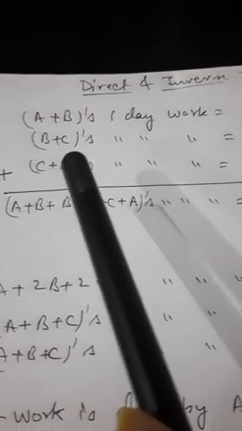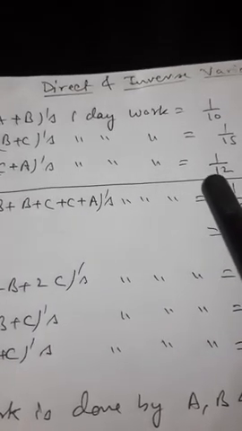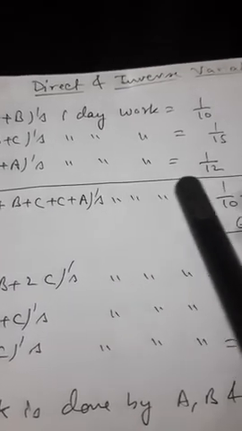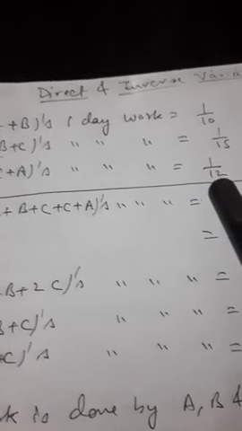Same way B and C together can do a work in 15 days. So B plus C's 1 day work will be 1 upon 15. And C and A working together can do work in 12 days. So C plus A's 1 day work will be 1 upon 12. So here we get 3 equations. We can mark them, equation number 1, 2 and 3.